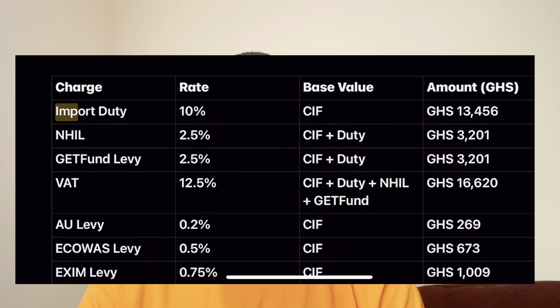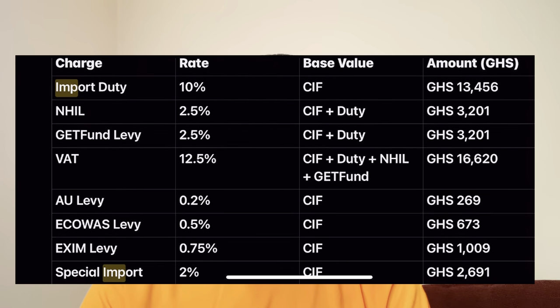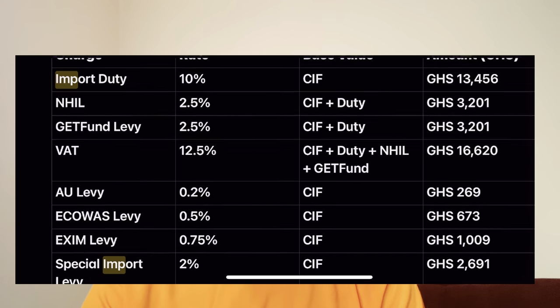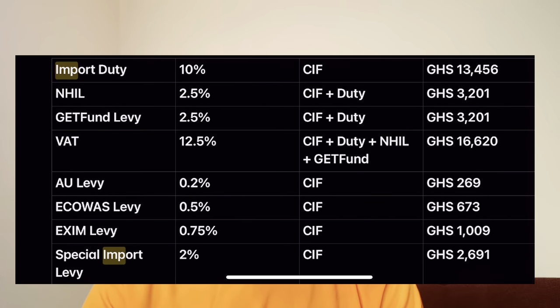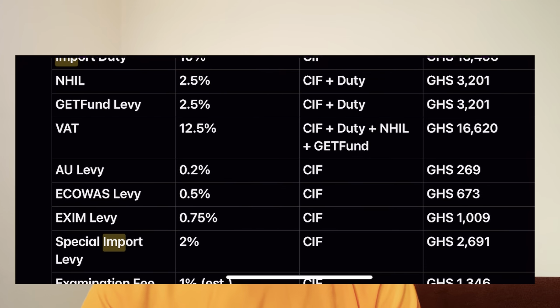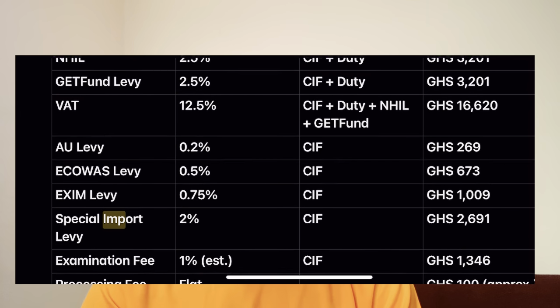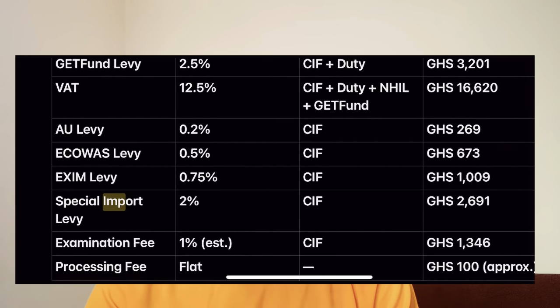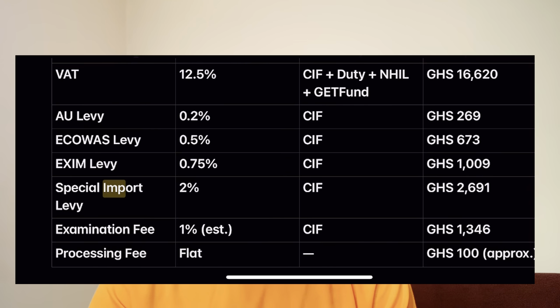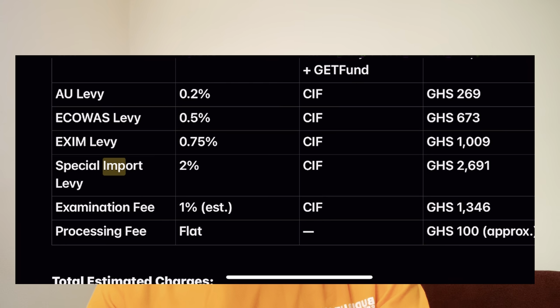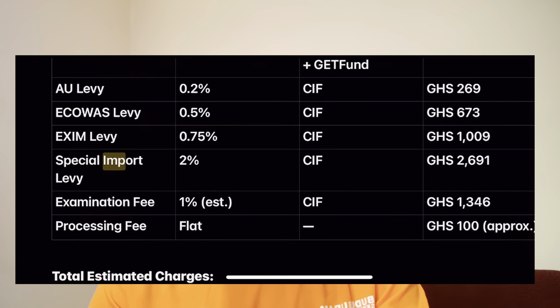We have special import levy, which is 2%, and this base value is CIF, cost, insurance, and freight, with a total amount of 2,691 Ghana cedi. Then we have examination fee, which is 1%, CIF base value, and the total amount is 100 Ghana cedi approximately. That is the breakdown for the calculation of what?